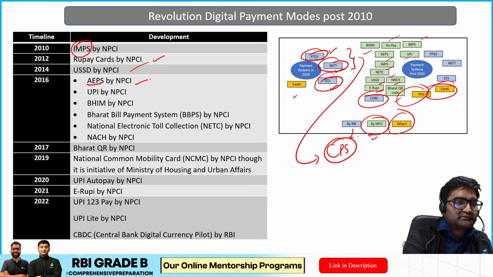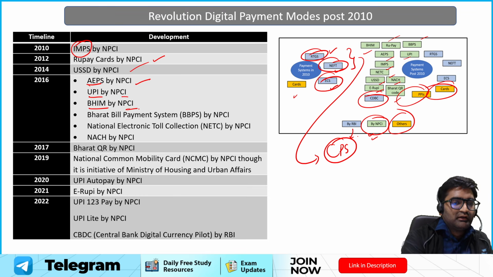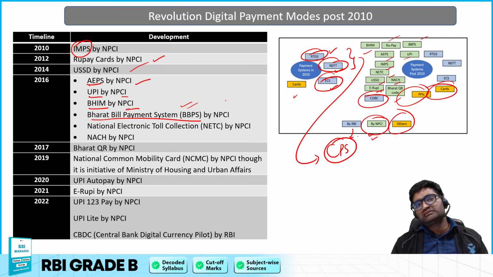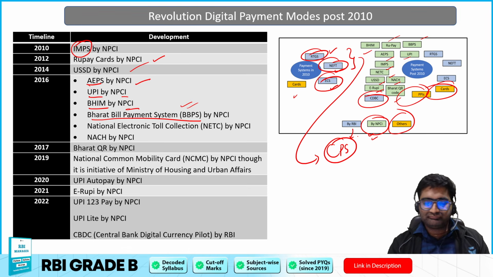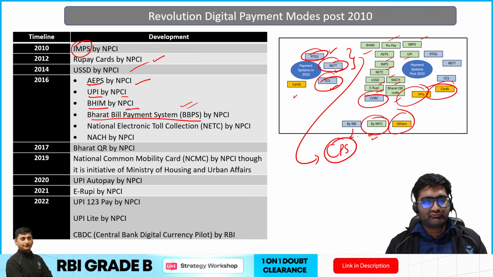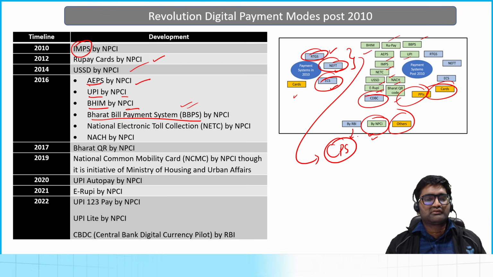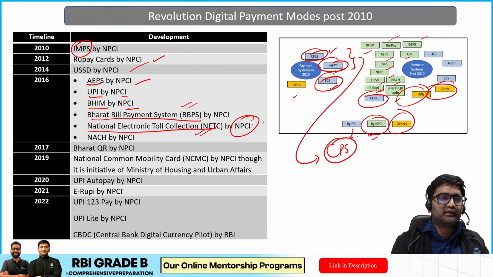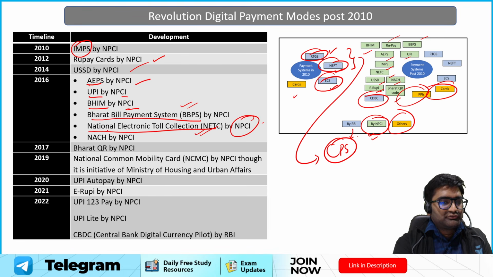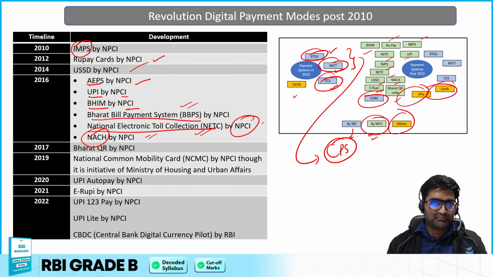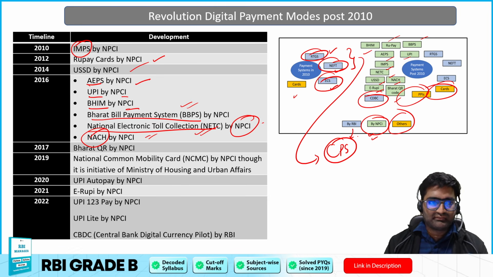Then the Aadhaar Enabled Payment System, UPI by NPCI, BHIM for again online payments, BBPS for Bharat Bill Payment System, through which you can pay the bills whichever you want in a bulk manner. Say on the 15th of every month you want to pay a whole lot of bills, you can just give a standing instruction previously and then through BBPS you can make that payment. NETC is the toll gate FASTag. We'll be talking about that also.